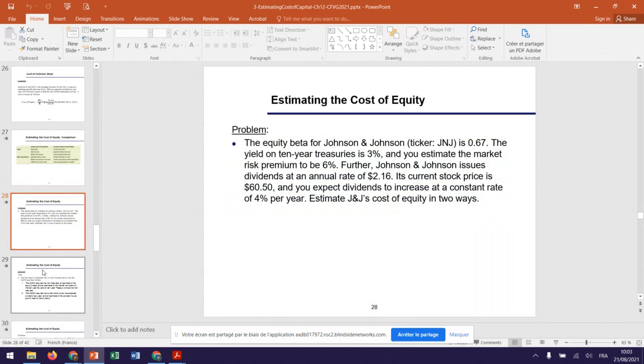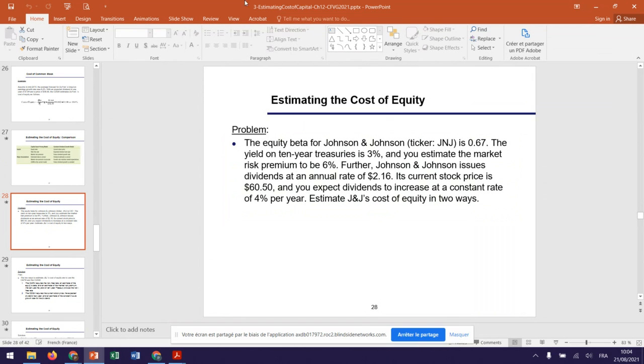And we have seen that already. The equity beta of Johnson & Johnson is 0.67, okay, which makes sense. Most pharmaceutical companies have a lower market risk. If the yield of the 10-year treasury is 3%, you estimate market risk premium to be 6%. Market risk premium historically is around 6 or 7%, in general. Further, Johnson & Johnson issued dividend at an annual rate of 2.16. Its current stock price is 60.5. You expect dividend to increase at a constant rate of 4%.